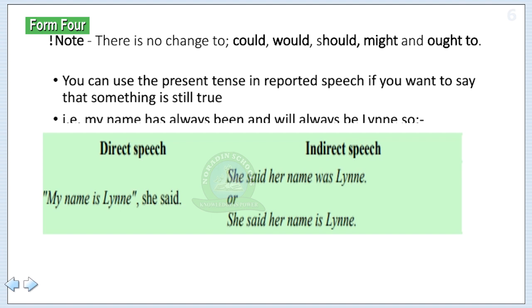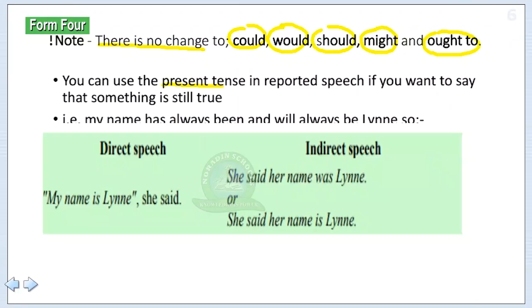Note, remember, there is no change to could, would, should, might, and ought. There is no change. You can use present. What happens if we use the present tense in reported speech? You can use the present tense in reported speech if you want to say that something is still true. For example, my name has always been and will always be Ain.